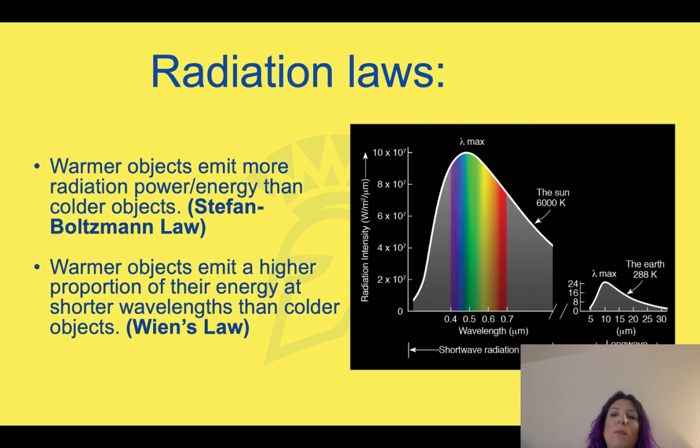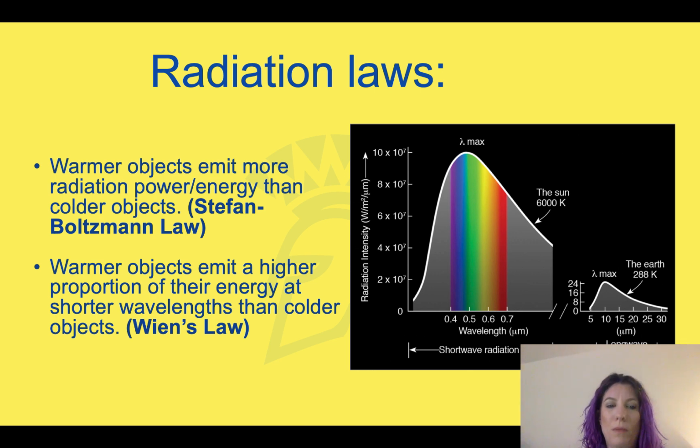So this brings us to a couple of radiation laws. I'm not going to get too technical with you. I feel like that's more for meteorology students. But remember here that warmer objects emit more radiation than colder objects. This makes a little bit of sense, right? Because the sun is going to emit more radiation or more power or more energy than the Earth does or the moon does or any other planet does. The sun is going to emit a lot more energy than anything else. And that's the Stefan-Boltzmann law that's basically saying that.